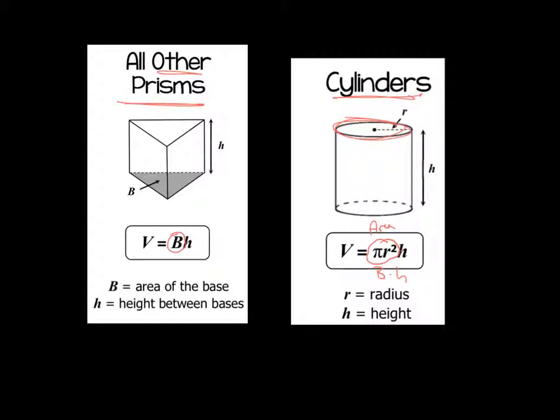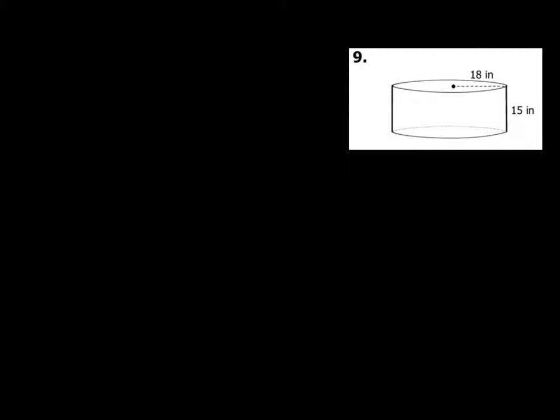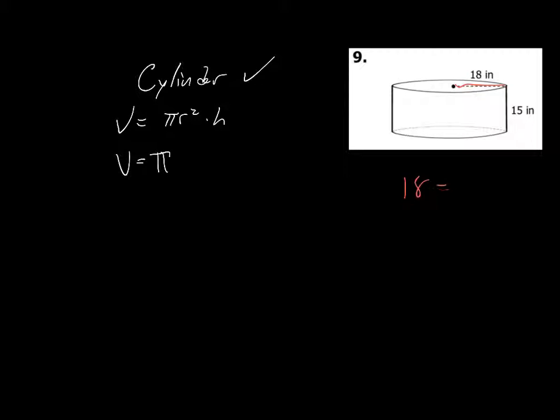Think it through. So working this one through, first thing I'm going to say is, this is a cylinder. Check. Next, volume of a cylinder is going to be the area of the base, pi r squared, times the height. Next, pi is going to stay pi. My radius is given to me, right? And the question always is, is 18 equal to the radius, or is 18 equal to the diameter? Right? That's always the question. And the answer is, it's the radius.